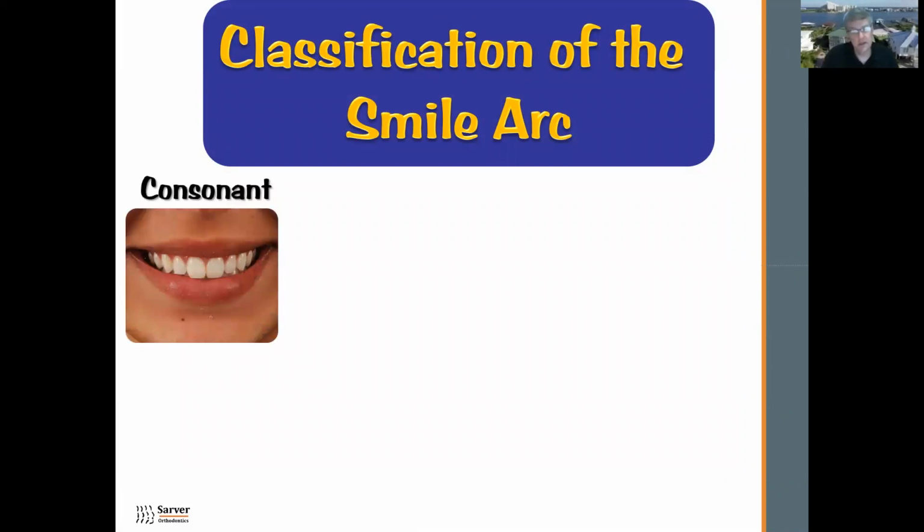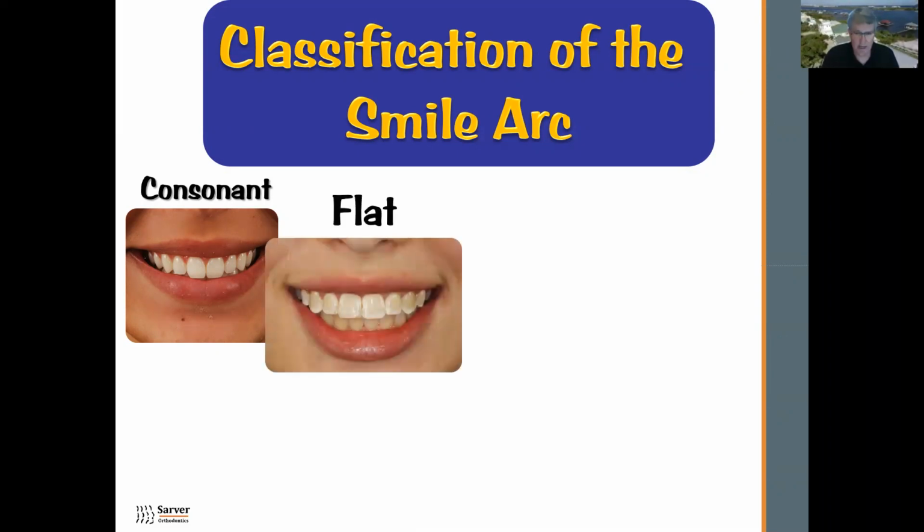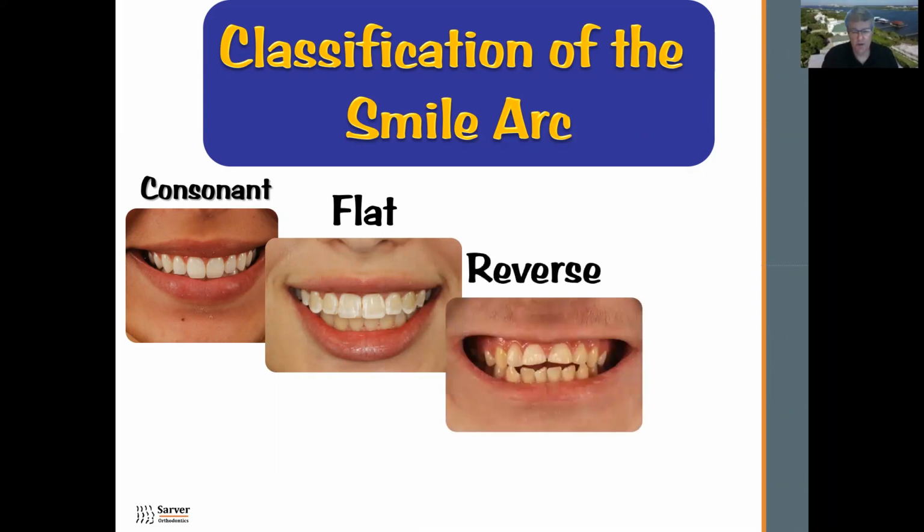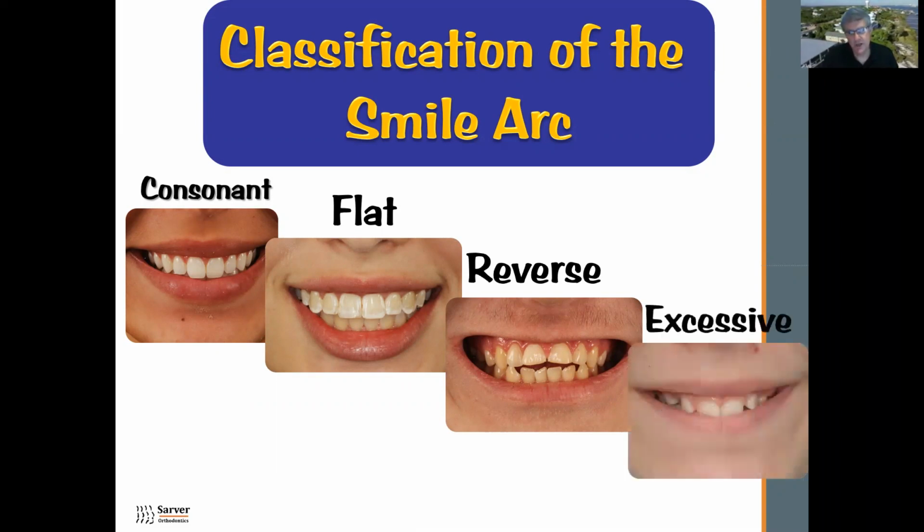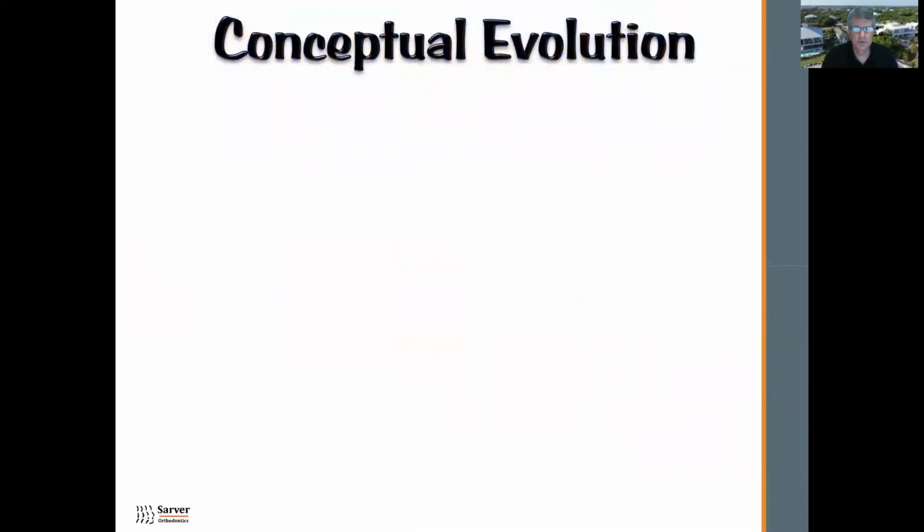So classification: consonant, which means that the curvature of the occlusal plane and the lower lip are consonant, or parallel to each other. They don't have to touch, just need to be parallel. Flat, obvious in the picture. Reverse, where it's the other way. And this is obviously the smile arc which leaps out and gives not a very pretty smile. And I've added one classification, called excessive, which is where the lower lip covers the incisal edge on smile. And that's a different bale of hay to deal with, which we won't cover today.